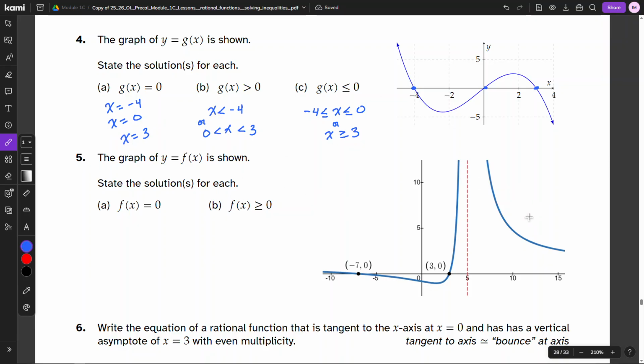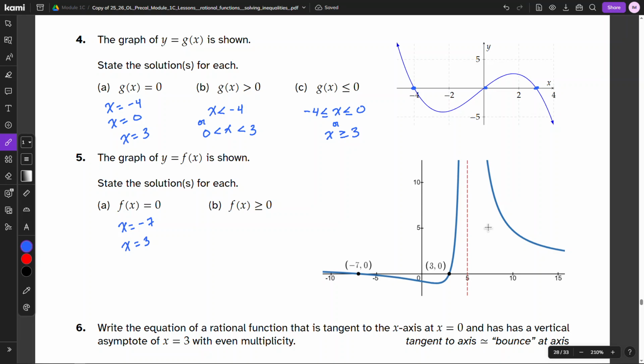Okay. Here's another function, looks to be some sort of rational function. I seem to have some intersections. Looks to be that I have a graph drawn right over here, and I want to find out, well, when does my function equal 0? My function is equal to 0 at x equals -7, as well as x equaling 3. When is my function greater than or equal to 0?